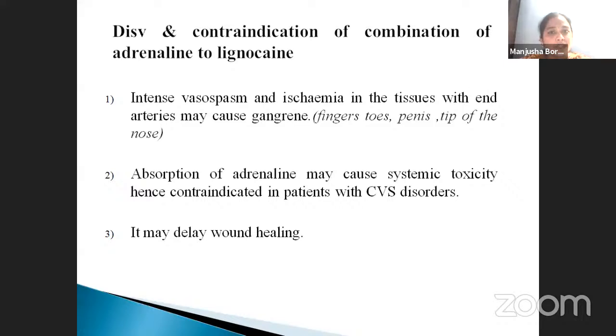But simultaneously it has disadvantages, because this combination causes intense vasospasm and ischemia in tissues with end arteries, which may cause gangrene in a finger, toes, the penis, or the tip of the nose. Then absorption of adrenaline may cause systemic toxicity. Hence, it is contraindicated in patients with cardiovascular disorders, because adrenaline may cause tachycardia or increased blood pressure, and may delay wound healing because of reduced blood supply to the particular area.